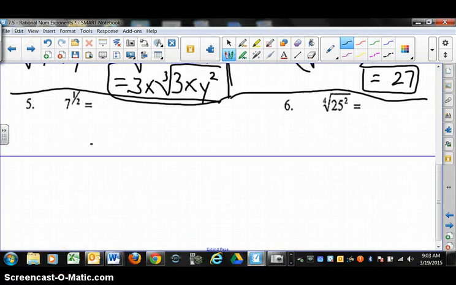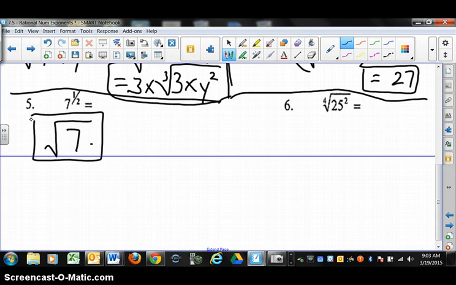Alright, so let's see, we have 7 to the 1/2 power. Okay, we have 7 to the 1/2 power. There's not really much we can do here other than rewrite it as a radical, and so we'll write it as the square root of 7 and be done with it.